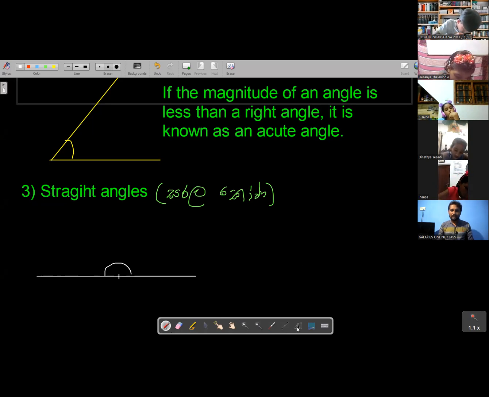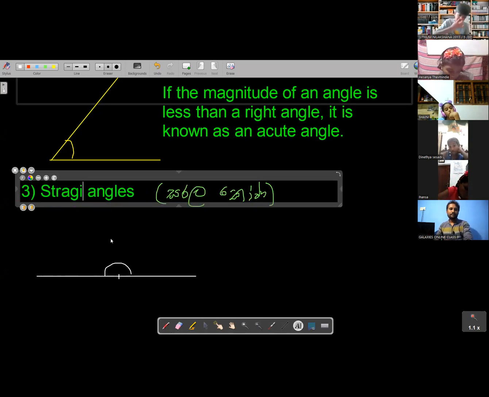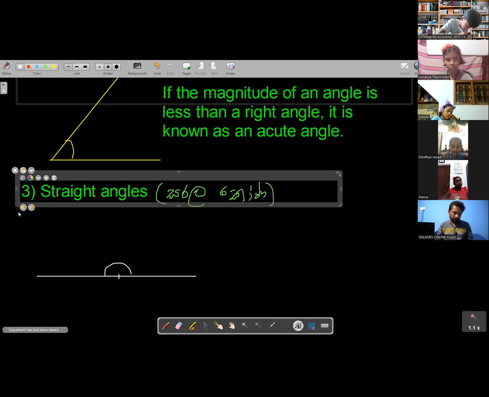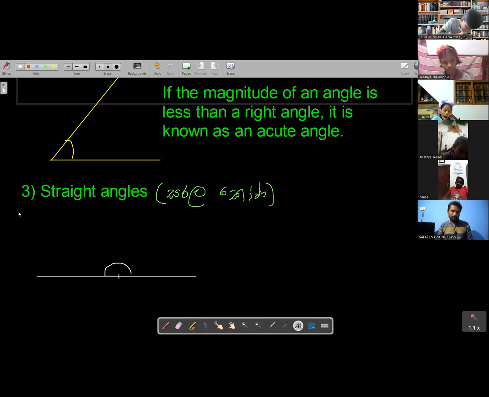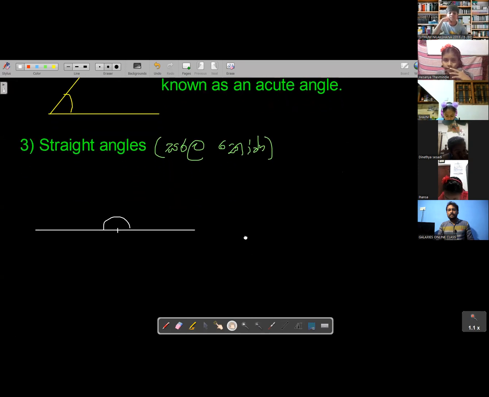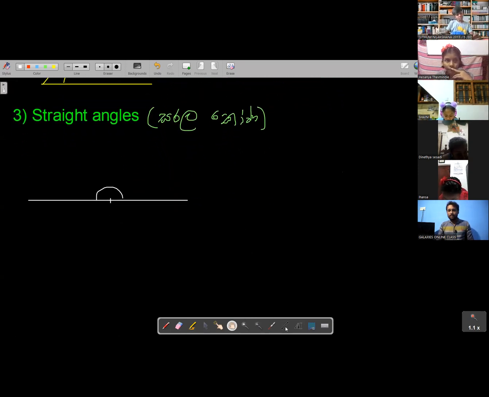Sorry, there's a spelling wrong, no? Straight. Okay, straight angles, right? Also, I will draw another straight angle. You don't draw it. Look at this. That's a straight angle, no?